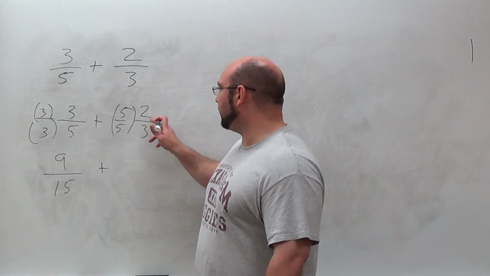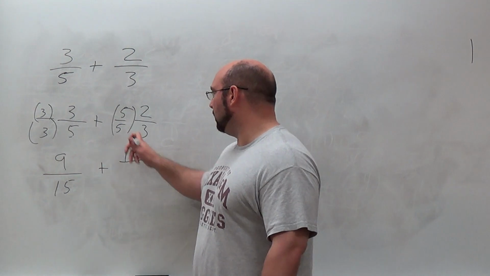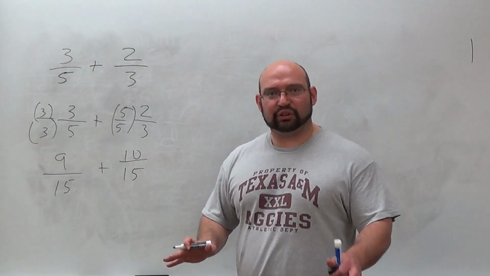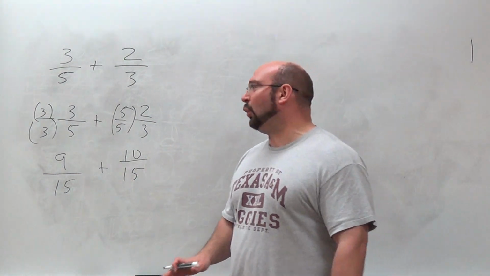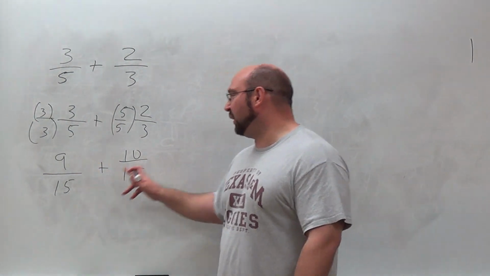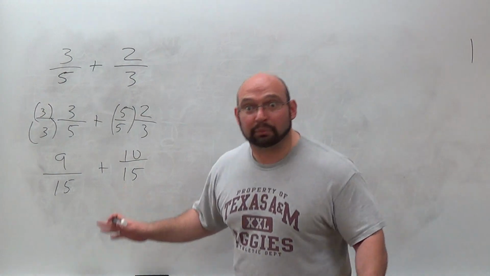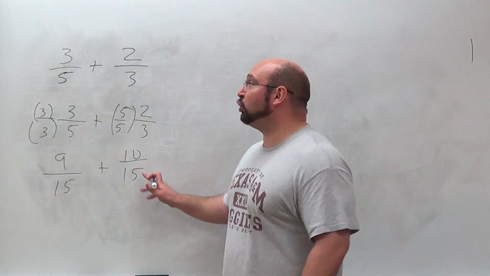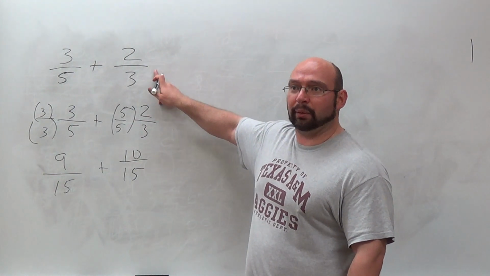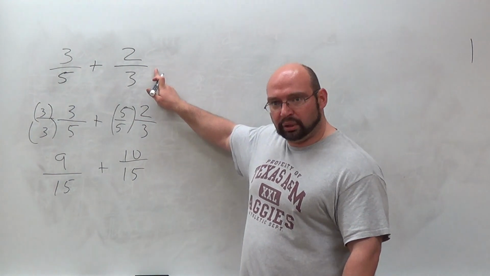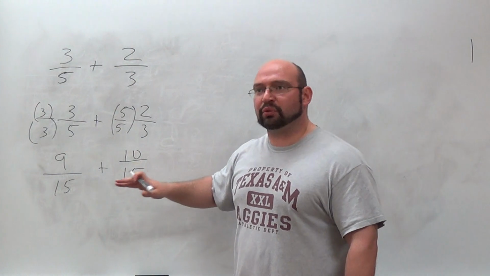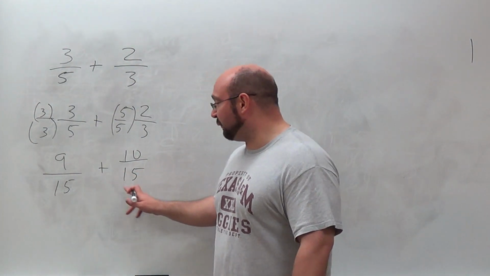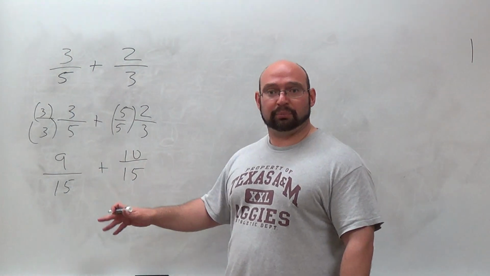Plus, 2 times 5 is our 10. There's our 15. Now, here's the deal. You're looking at this, and you're saying, oh, wow, look, 9 over 15, 10 over 15, I can reduce. Don't do it. Because if you do, we're going to be right back where we started from, okay? Don't reduce. Just because you can doesn't mean you should. Right now, we're going after the fact that we got common denominators, so we're going to put them together.